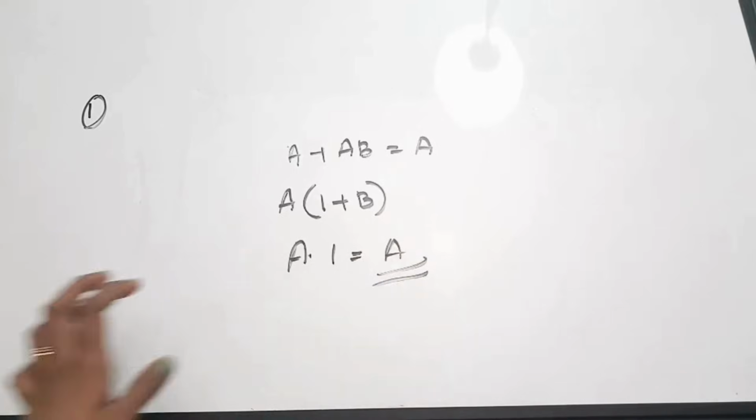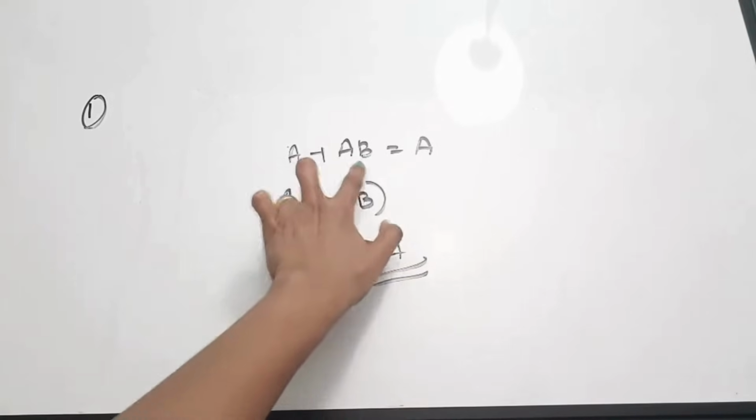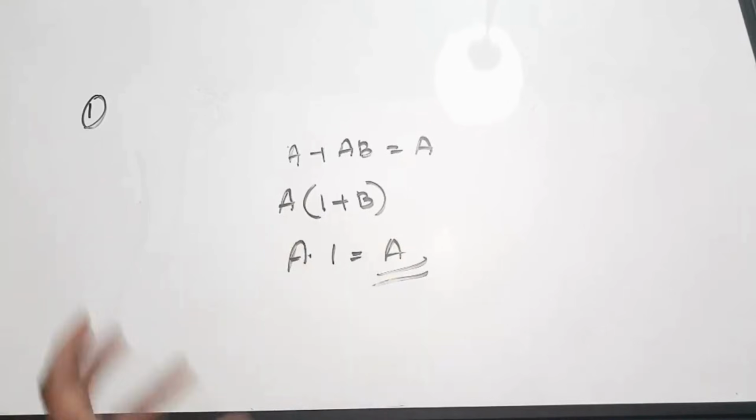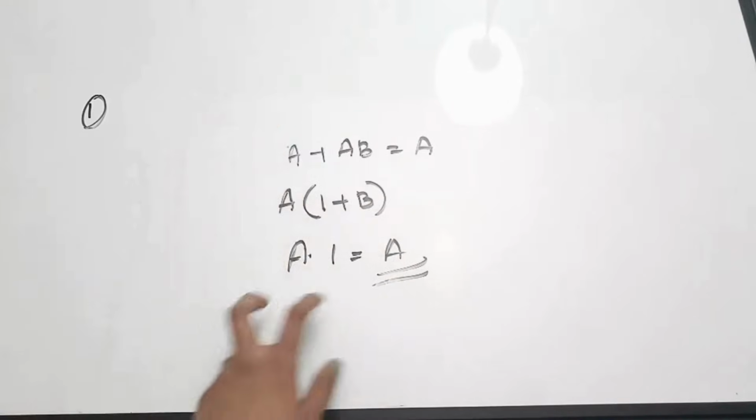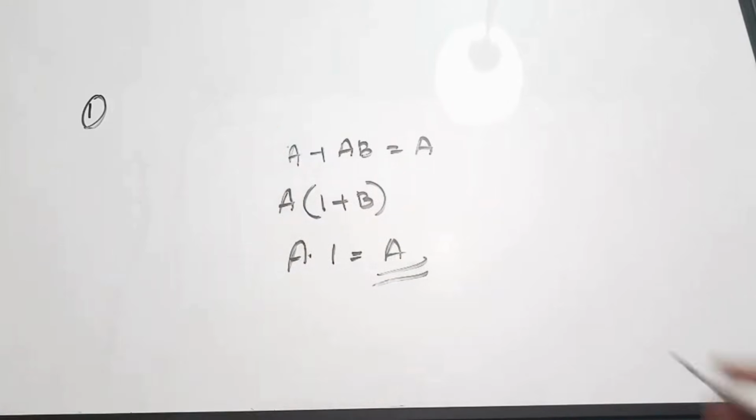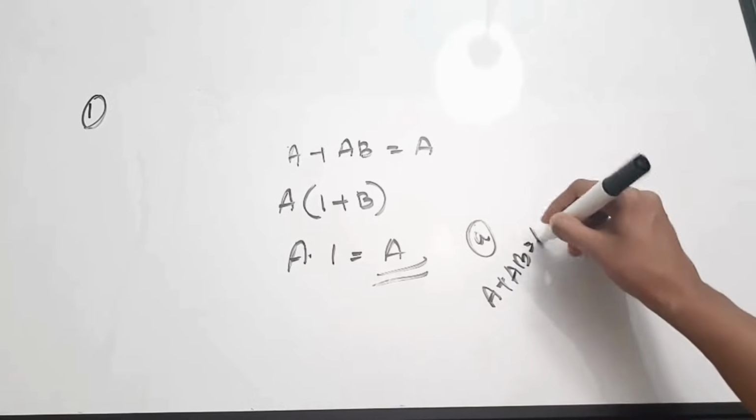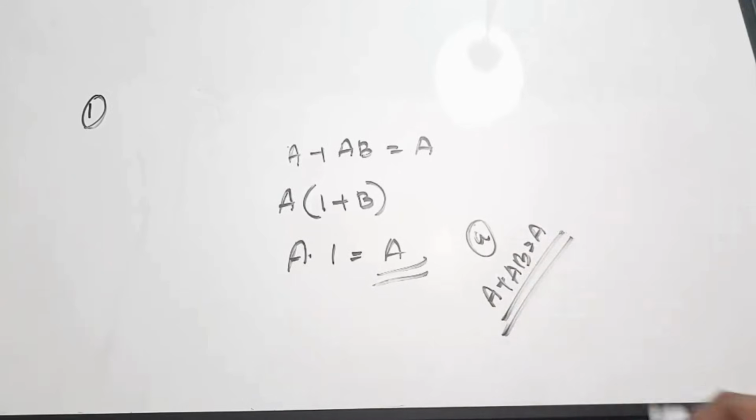Now, here you can see in this expression there is a B variable. But the output expression, or the simplified version, doesn't have a B. So, it is absorbing the B variable. So, the correct answer for the first question is option A. A plus AB equal to A is actually a statement corresponding to absorption law, or the expression of absorption law.